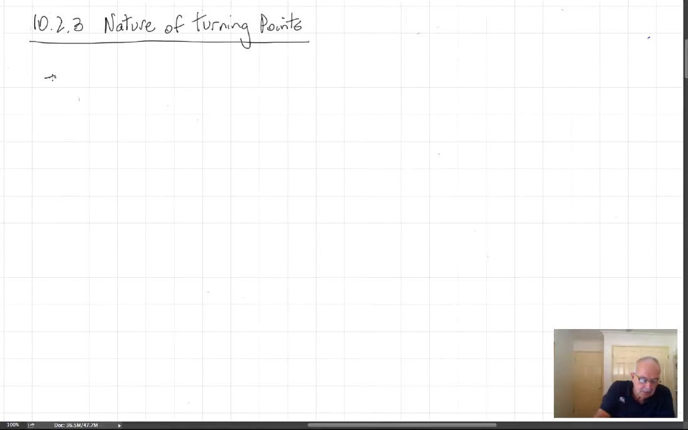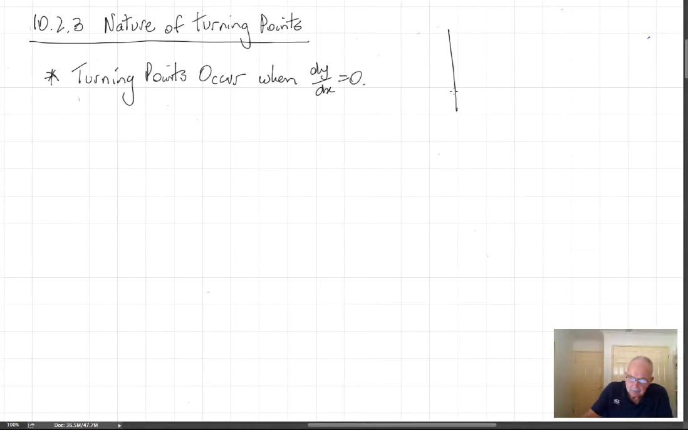First thing we need to understand is that turning points for any function, not just quadratics, occur when dy/dx equals 0. So for instance, we've only done parabolas, but you can have functions that look like that. Here we have a turning point, and if I drew a tangent at that point, it would be parallel to the x-axis, so we'd have a gradient of 0. Same with that one there, and that one there, and that one there.